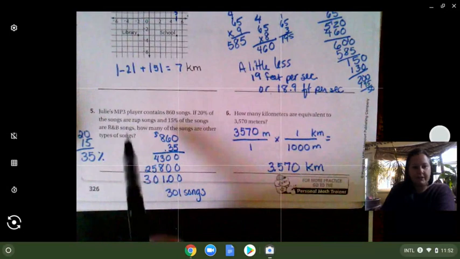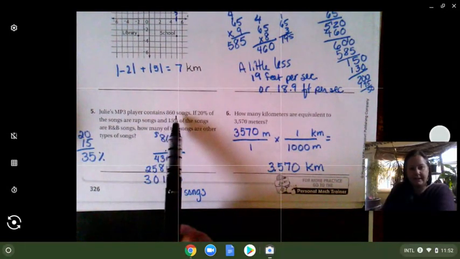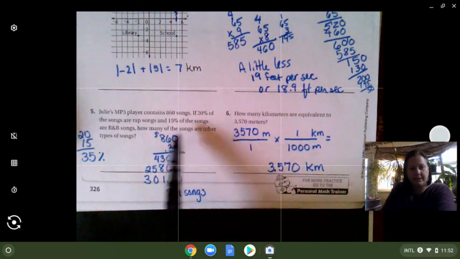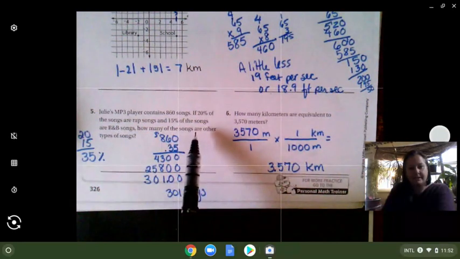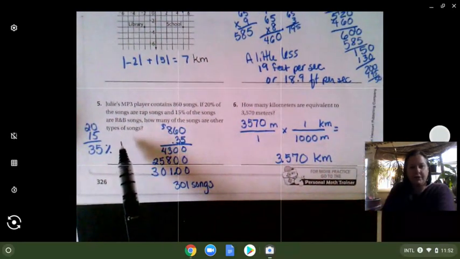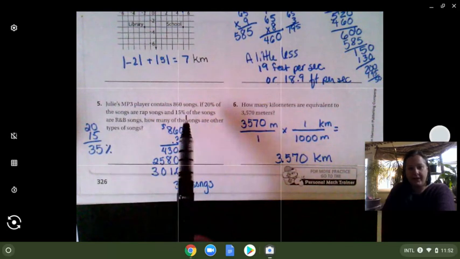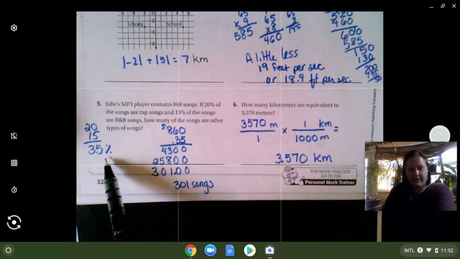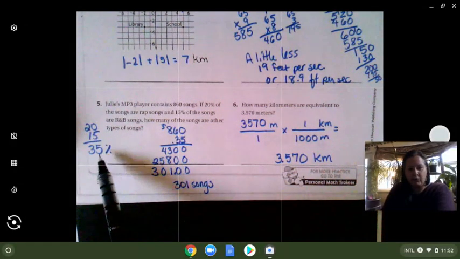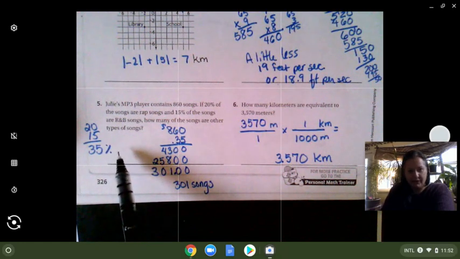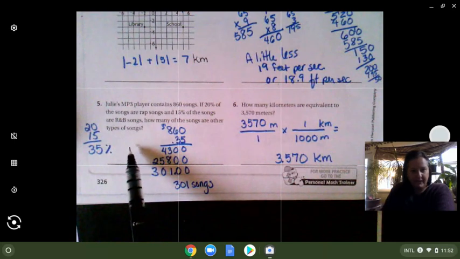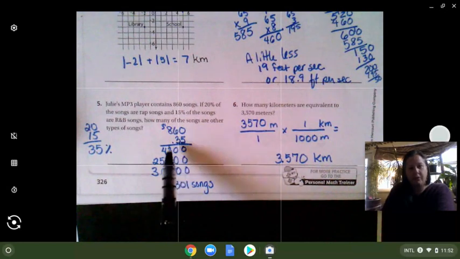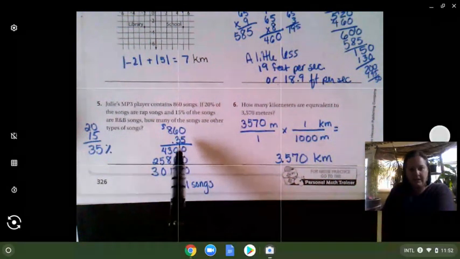All right, Julie's MP3 player contains 860 songs. If 20% of the songs are rap songs and 15% of the songs are R&B songs, how many of the songs are other types of songs? So if you have a percentage, it's always how many out of 100. So when I add the 20% and the 15% of these types of songs, I get 35%. So I know that the rest of the songs are going to be the other types of songs. So I'm going to take my 860 and figure out what 35% of those songs would be.